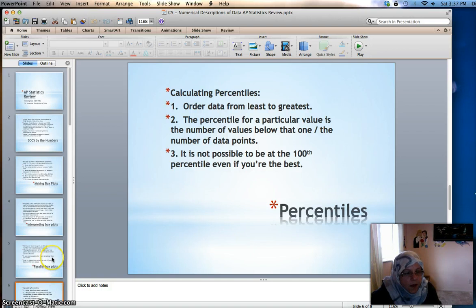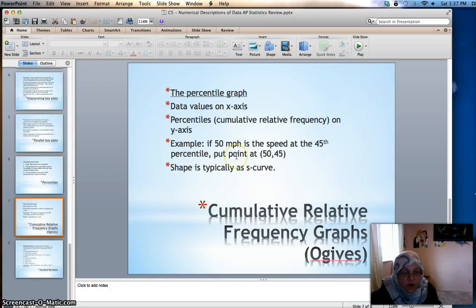Okay? And moving on. So you can actually graph percentiles into a chart, and this is called the cumulative relative frequency graph, or an ogive. You can see some examples of that in the homework problems in Chapter 5 in your textbook. You put the data values on the x-axis and the percentile of those data values on the y-axis. So for example, if some data set has 50 miles per hour as a speed that's at the 45th percentile, then that would be a point at (50, 45). And so eventually the whole data set gets graphed.